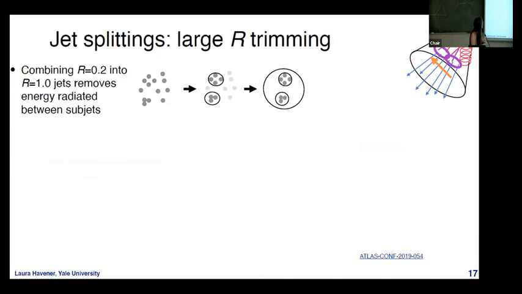Additionally, ATLAS has looked at jet splittings in a different way, where they use large R jets with trimming. They take their R equals 0.2 jets and recluster them into an R equals 1 jet, and then they remove the R equals 0.2 subjets above 35 GeV. And so then they get this trimmed large R jet.